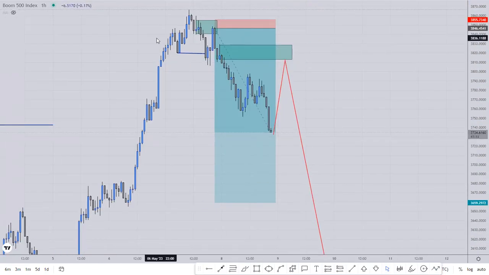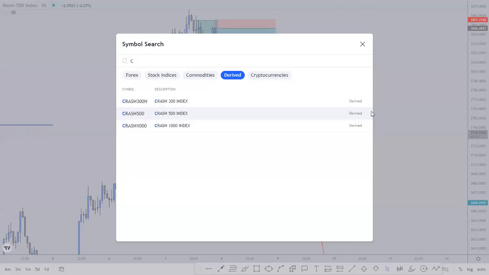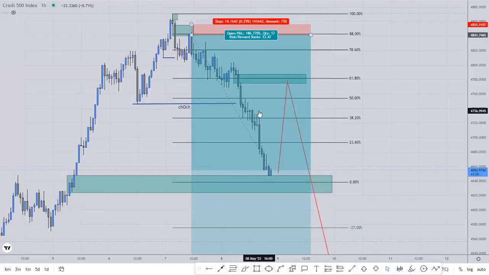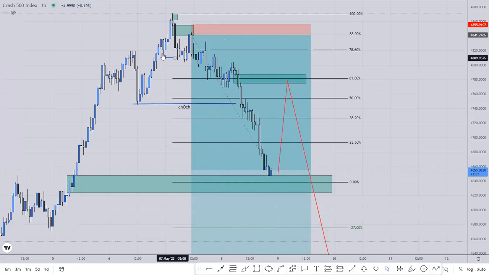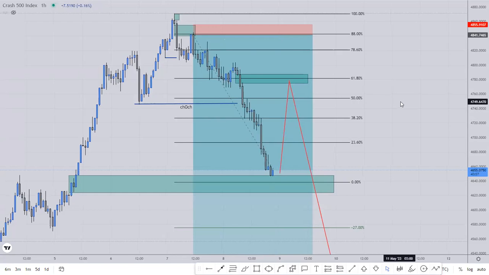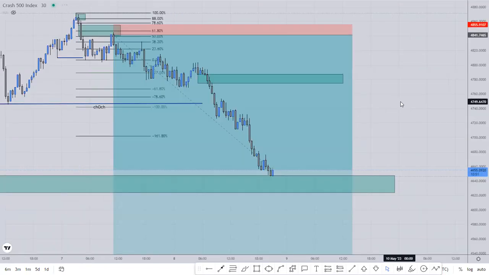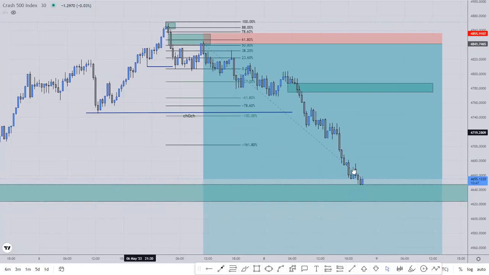The same move, the same thing that happened on Crash. Watch Crash 500. Same move, same check, same move. This was 30 minutes. We saw this break here according to 30 minutes. Same move that I'm expecting on Crash 500, for it to pull back there before dropping. It's also the same move that I'm expecting on Boom 500.